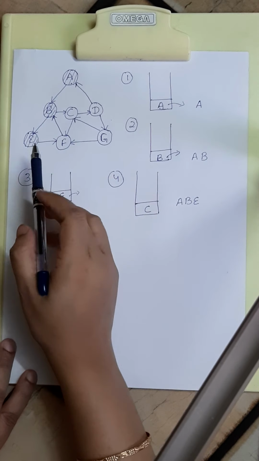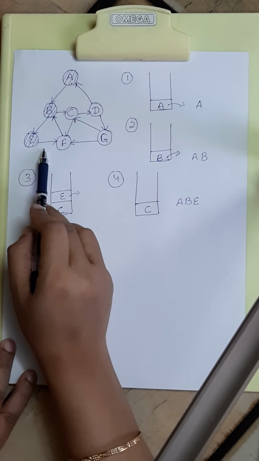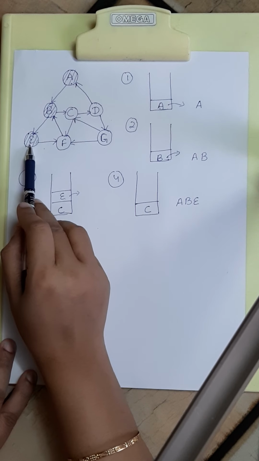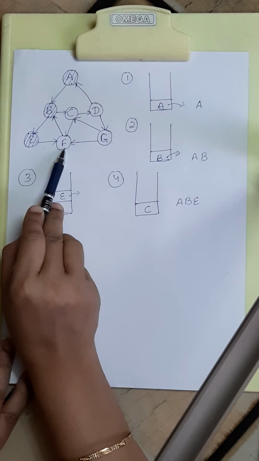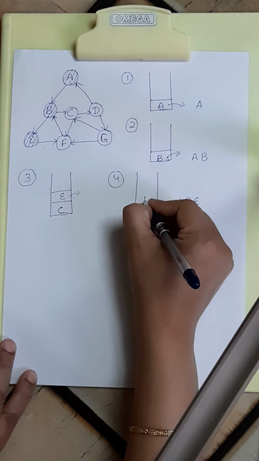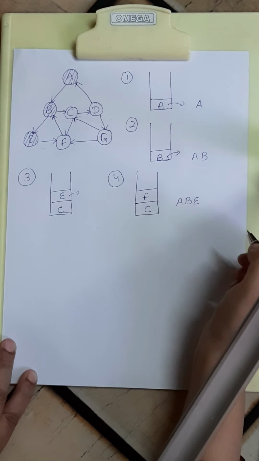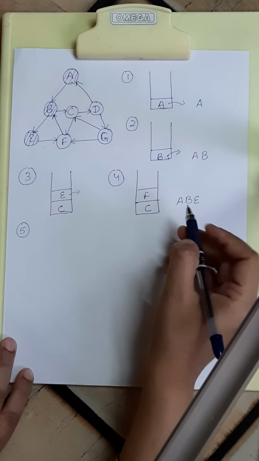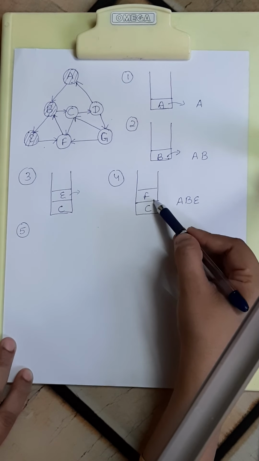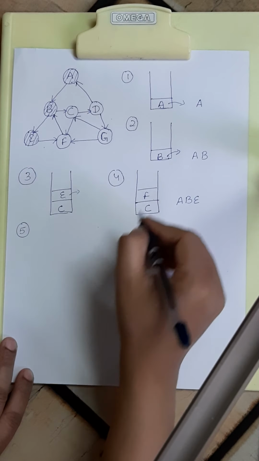One more thing is there: when you are deleting E, then you have to check for the neighbor element. Now if you see the neighbor element, from E you can only access F. So we have to insert F over here. Now in the next step, what is the topmost element? The topmost element is F. So in this case, we have to delete F.